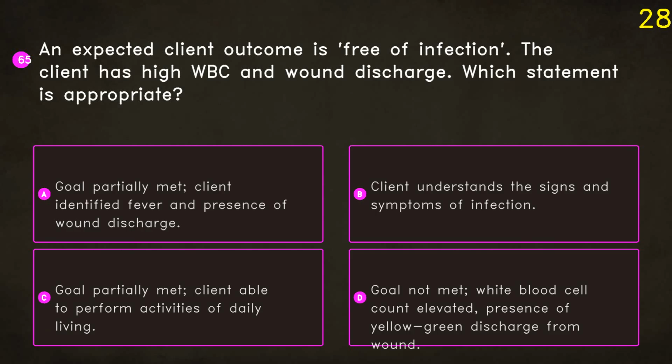Question 65. An expected client outcome is free of infection. The client has high WBC and wound discharge. Which statement is appropriate? A. Goal partially met. Client identified fever and presence of wound discharge. B. Client understands the signs and symptoms of infection. C. Goal partially met. Client able to perform activities of daily living. D. Goal not met. White blood cell count elevated. Presence of yellow-green discharge from wound.